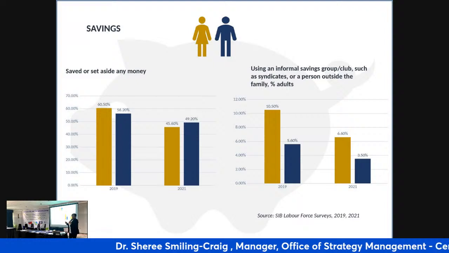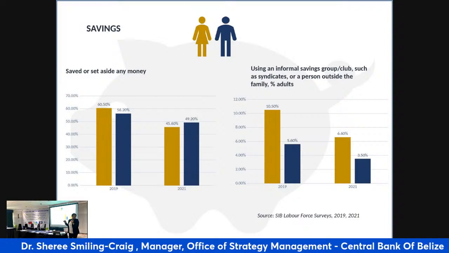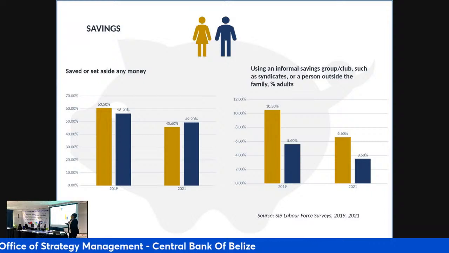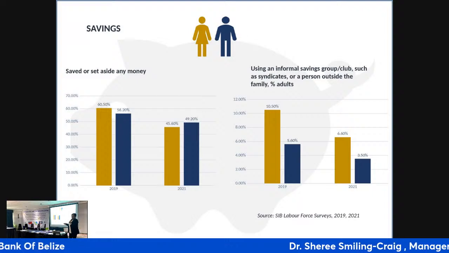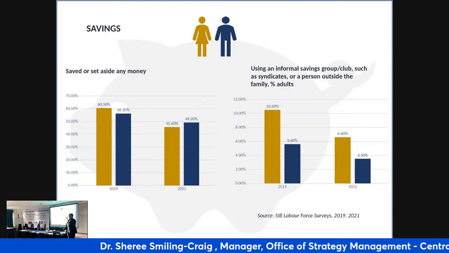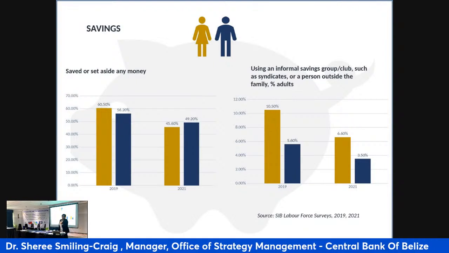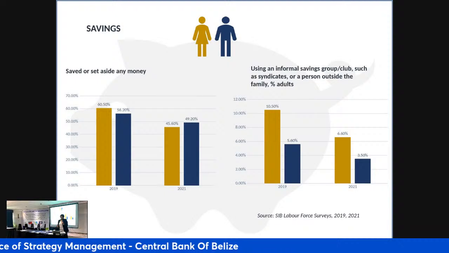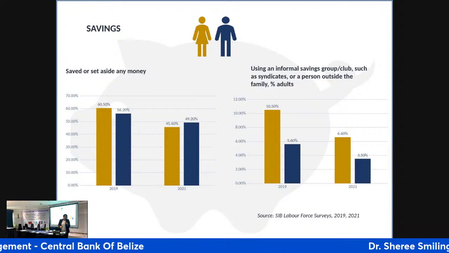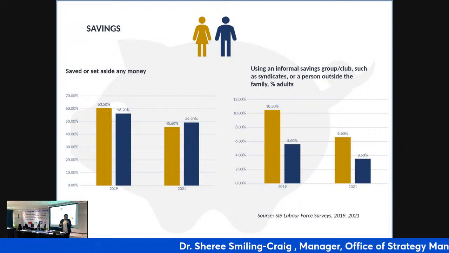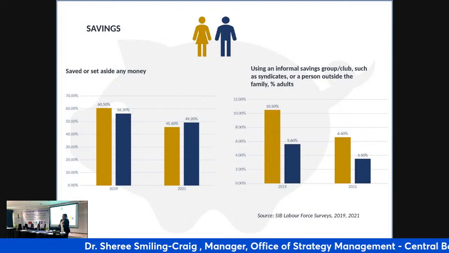And then, remember now I said that Latin America and the Caribbean tends to have a higher informal sector. This data was showing set aside money in a financial institution, in the formal sector. And this data is showing the informal sector. And here we're saying that they had savings groups or clubs or syndicates, or somebody from the family loaned them money, or adults. So they were saving and getting money from these areas.